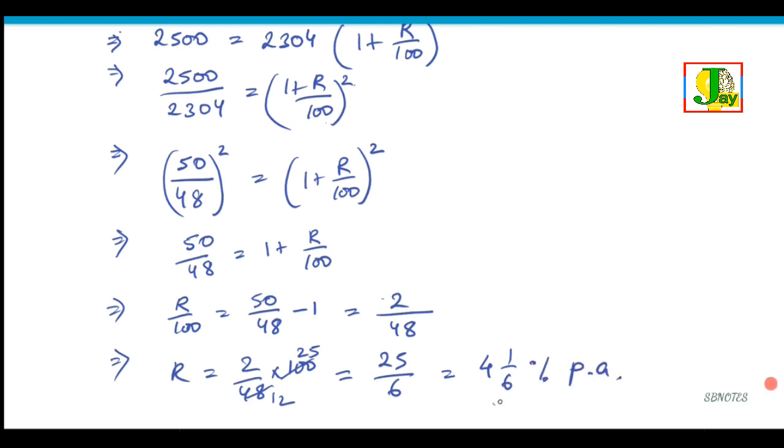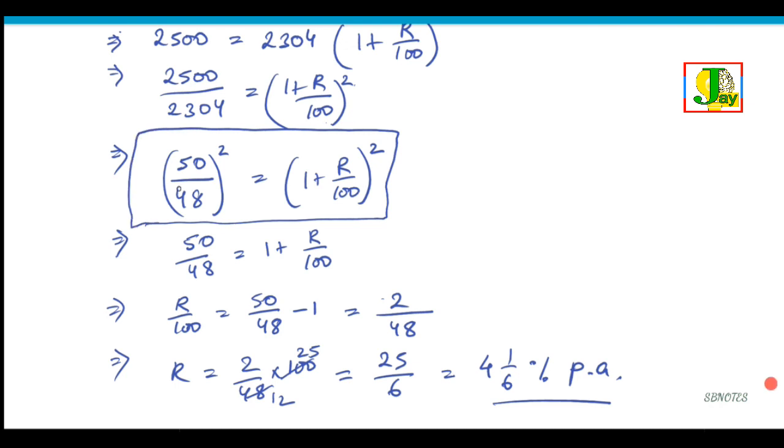Okay, so this is the important step here. We have to equate the powers so that the bases are equal. After that we can easily find the rate of interest.